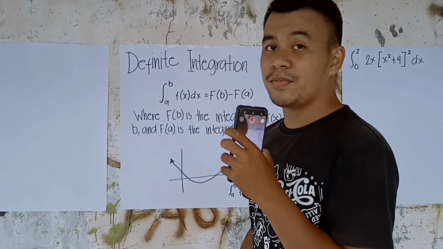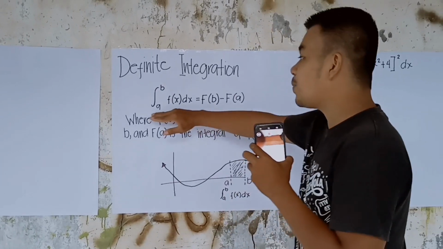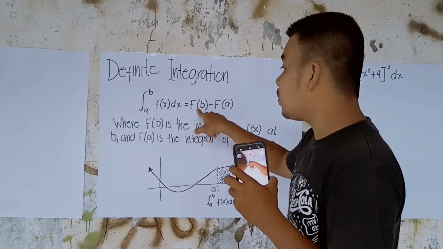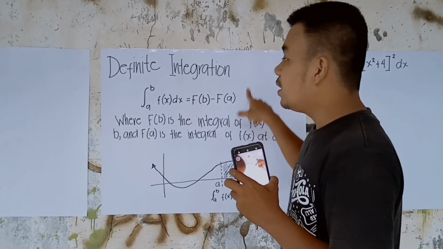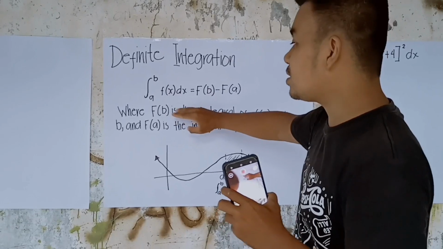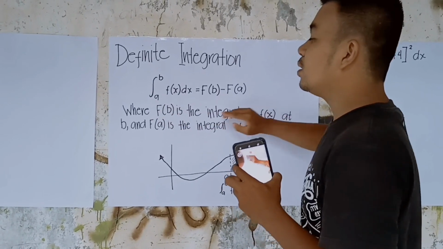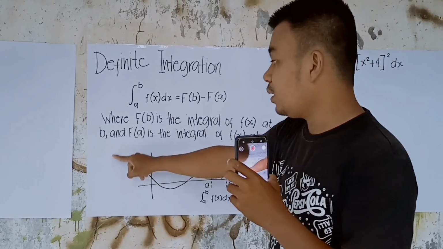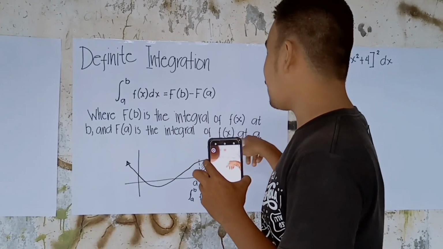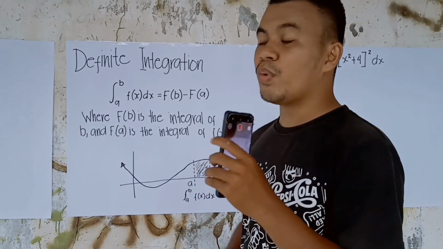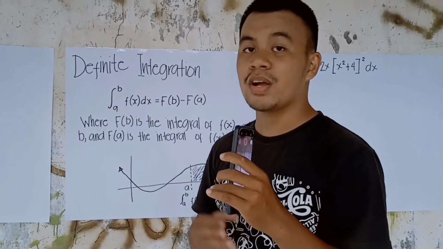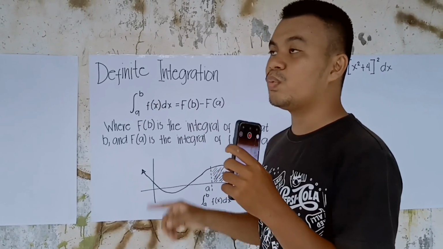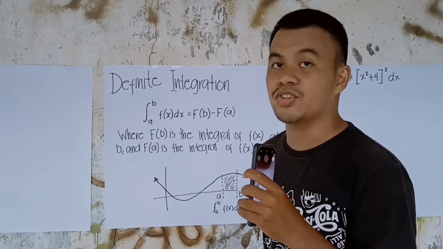So, what is the formula of definite integration? This is the formula of definite integration. The integral of f of x dx from a to b is equal to F of b minus F of a, where F of b is the integral of f of x at b, and F of a is the integral of f of x at a. So when we are solving equations and functions from definite integrals, we will use this formula, because without it, we cannot solve definite integration.